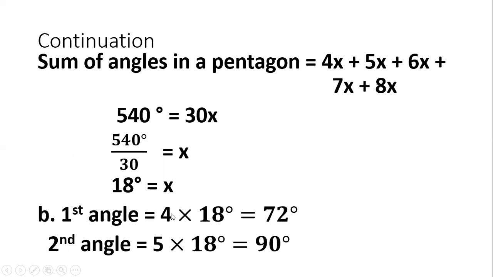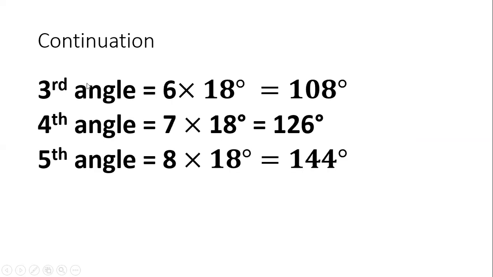So the first angle, which is 4x, will now be what? 4 times 18, which is 72. The second angle, which is 5x, will now be 5 times 18, 90. The third will be 6 times 18, 108. The fourth, 7 times 18, 126. The fifth, 8 times 18, 144. By the time you add these 5 angles together, it will give us 540 degrees.